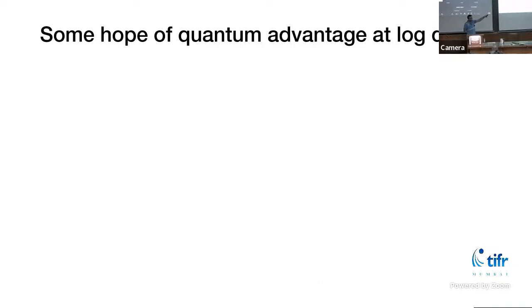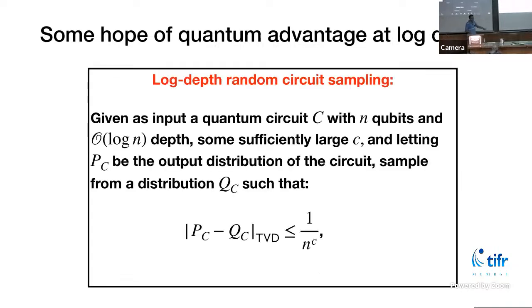But there's some hope of quantum speedup at log depth, right? Because for log depth, the total variation distance becomes some polynomially close to the flat distribution, for some fixed polynomial. But what if I fine tune the precision? What if I try to sample from some distribution that's 1 over some finer polynomial close to the target quantum distribution? That could potentially still be hard. Did the motivation make sense?